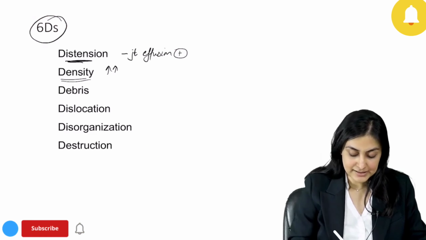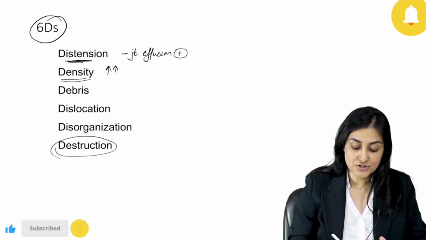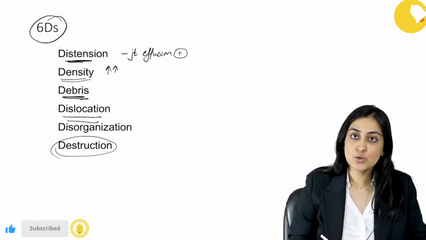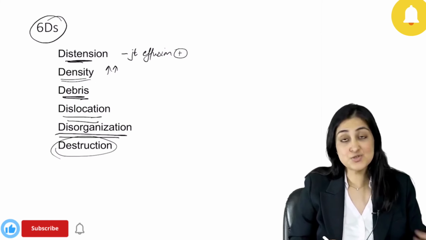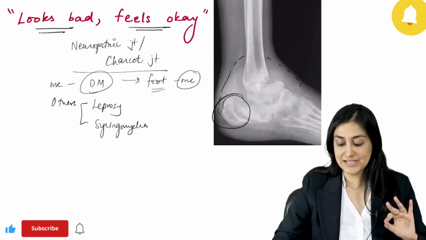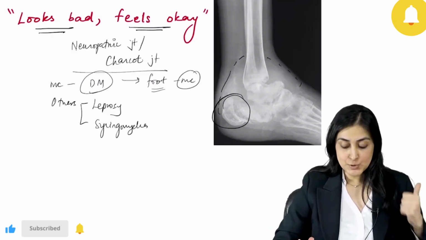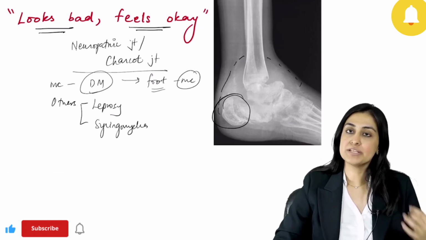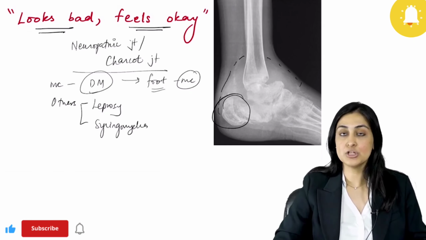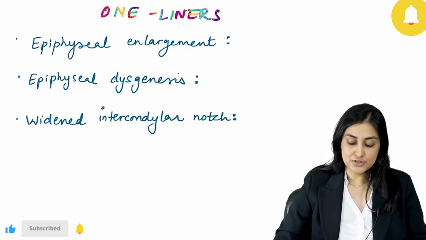The bones are markedly destroyed. So you have destruction, you have a lot of debris which is there. Joint dislocation can also happen, and overall there is disorganization. So all of these bad D words which indicate that the joint is in a bad state, this tells you that it's likely a case of neuropathic Charcot joints, particularly if the patient tells you that it's not very painful. Okay, so this is neuropathic joint.